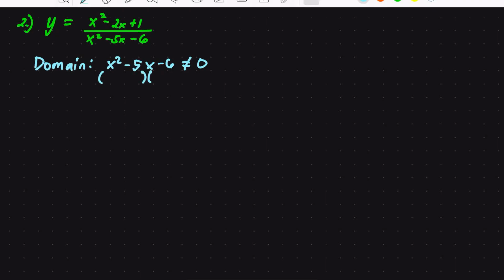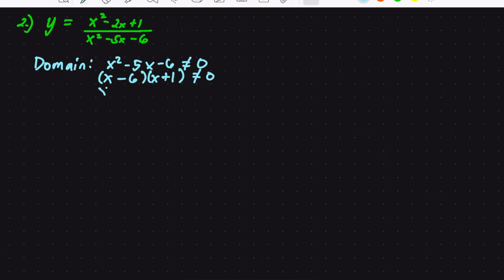So, factor na lang natin. So, factor ng x squared ay x times x. Factor ng negative 6 na ang sum ay negative 5 is negative 6 and positive 1. Because negative 6 times positive 1 is negative 6. Negative 6 plus 1 is negative 5. So, tama lang yung factor natin.